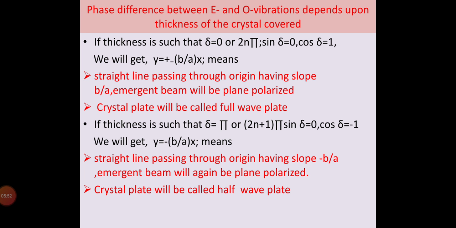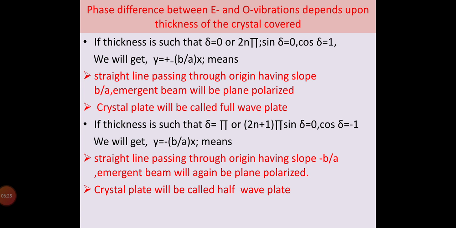The first case is if the thickness is such that the phase difference is equal to 0 or 2n pi. In this case sine delta will be 0 and cos delta will be 1. Substituting in the previous relation, we get y is equal to plus minus b by a x, which means we get a straight line passing through the origin with slope b by a. So the emergent beam will be plane polarized, and in this case the crystal plate is called a full wave plate.